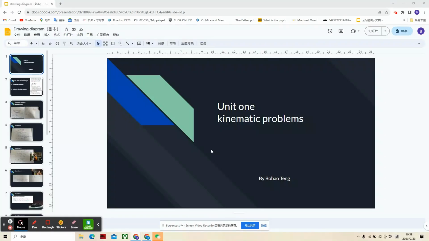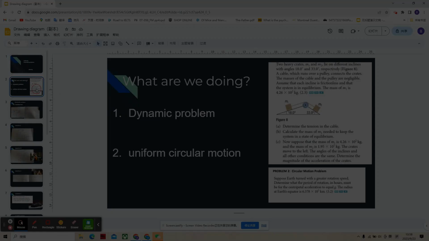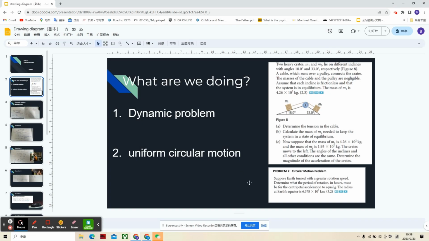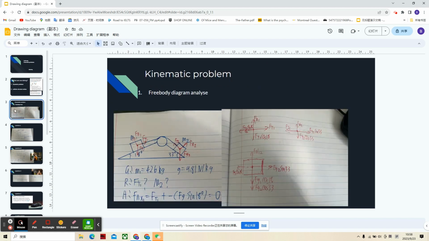Today we're going to talk about some kinematic problems. So this is today's schedule. We have two problems here. One is the typical dynamic problem, and the second one is uniform circular motion. So let's talk about the dynamic problem first.